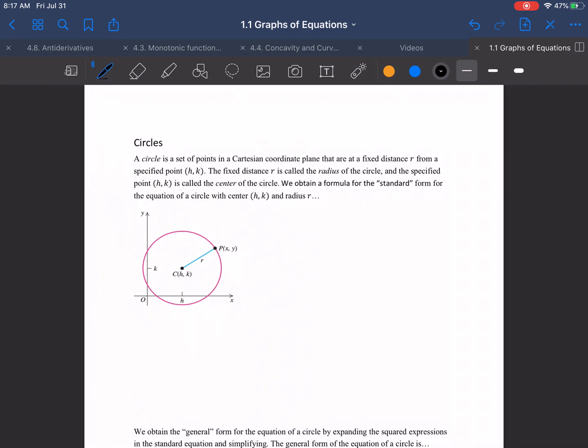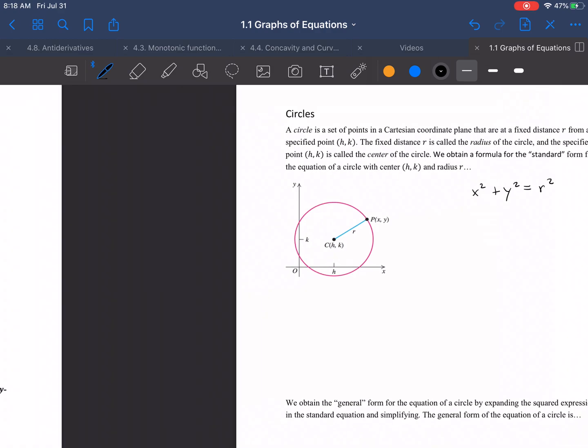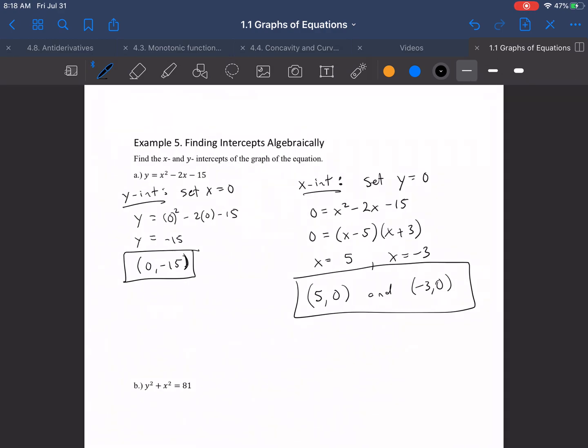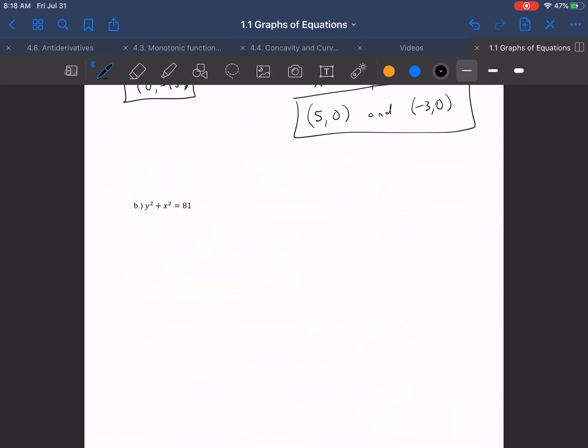All right, so circles. A circle is a set of points in a Cartesian coordinate plane that are a fixed distance r from a specified point (h, k). The fixed distance r is called the radius of the circle, and the specified point (h, k) is called the center of the circle. We obtain a formula for the standard form of the equation of a circle with center (h, k) and radius r. All right, so basically our normal equation for a circle is x squared plus y squared equals r squared. All right, and you would have just previously seen that. Where is it? In this example, you should have found that this was a circle.